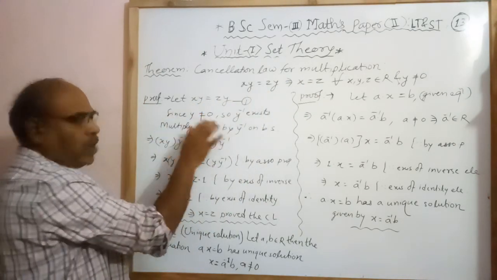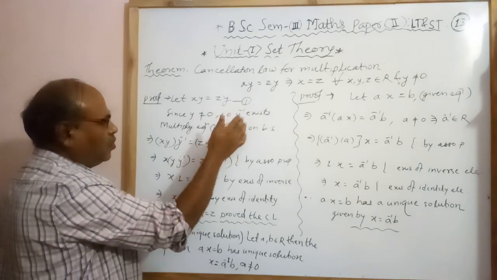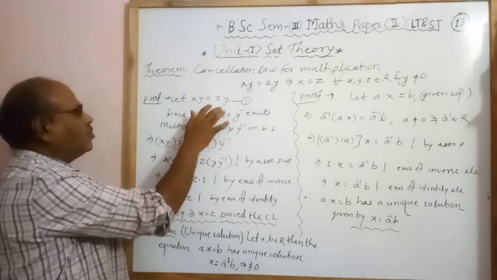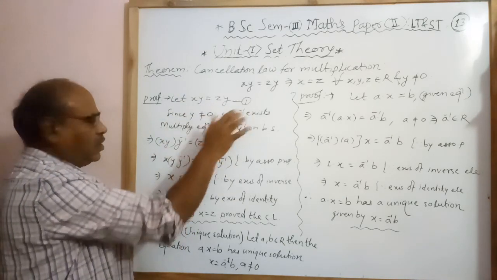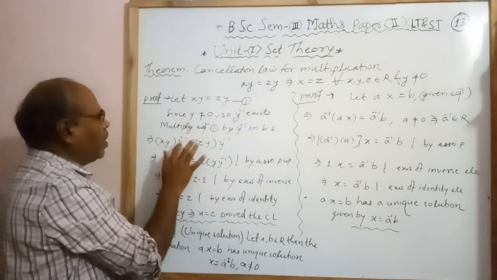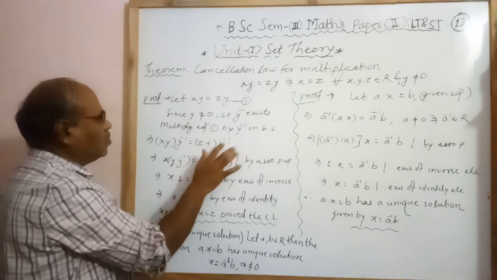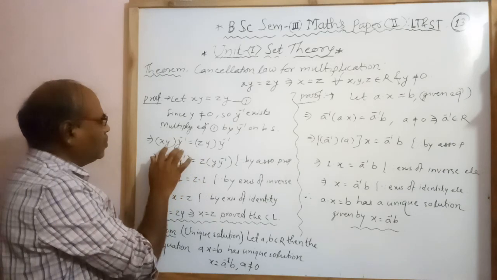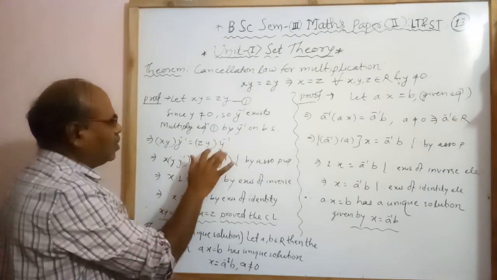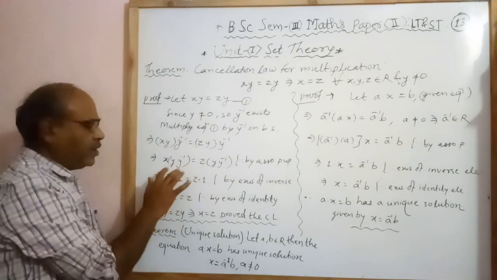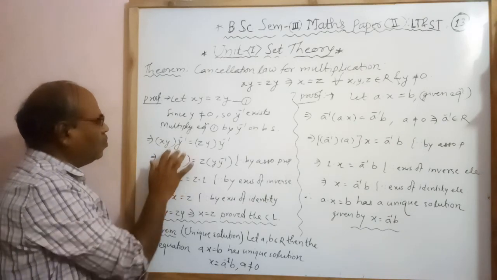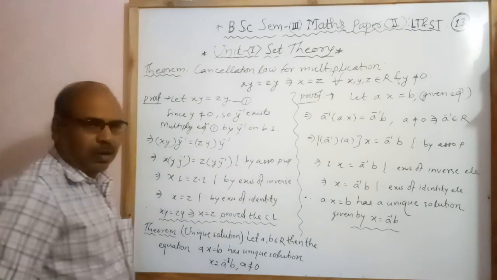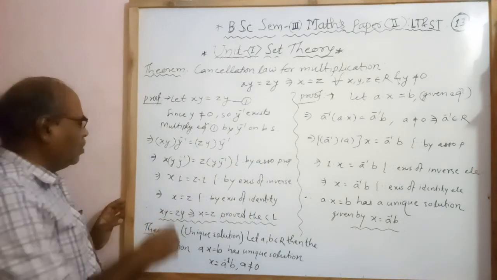Equation 1. Since y is not equal to 0, the inverse of y, that is y inverse, exists. Therefore, multiply equation 1 by y inverse on both sides. Therefore, x into y inverse equal to z into y inverse. Then by associative property, we associate y into y inverse, here also y into y inverse in one bracket.